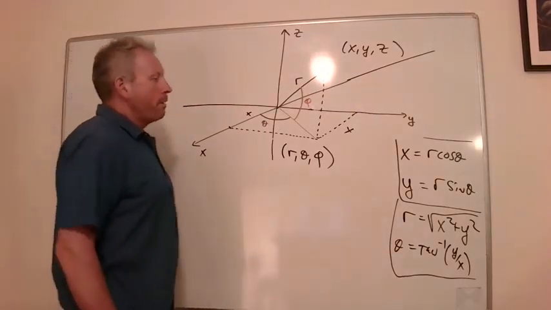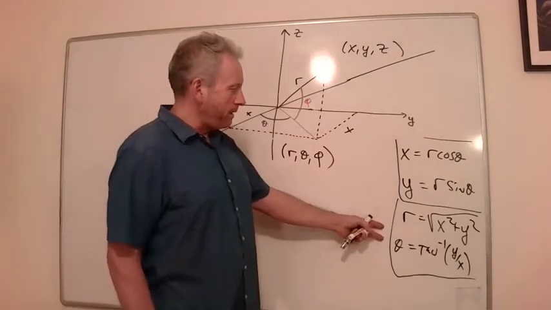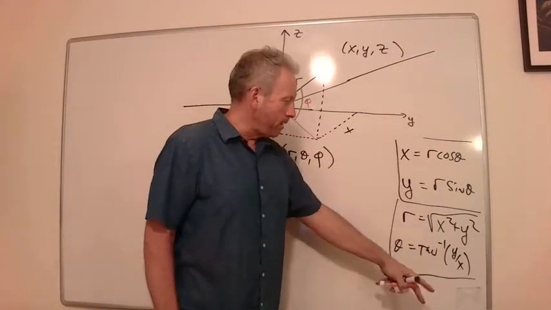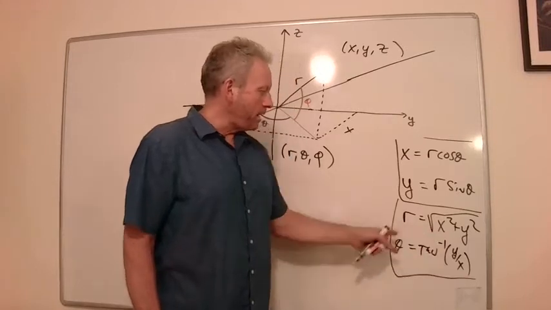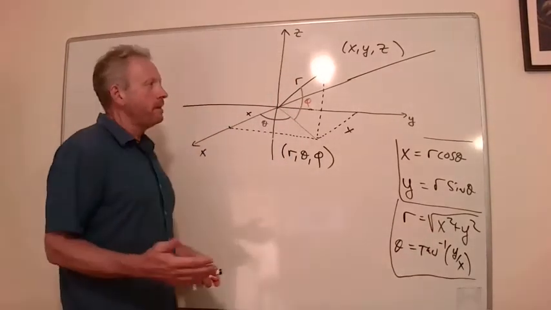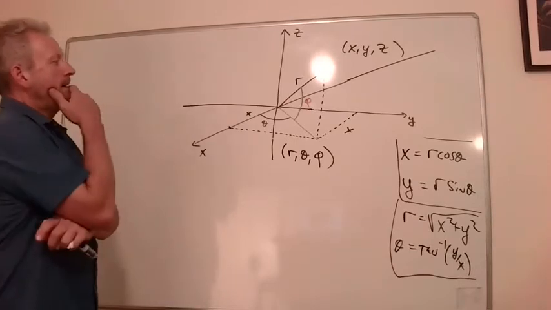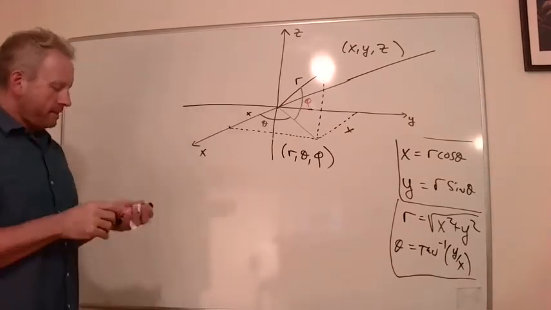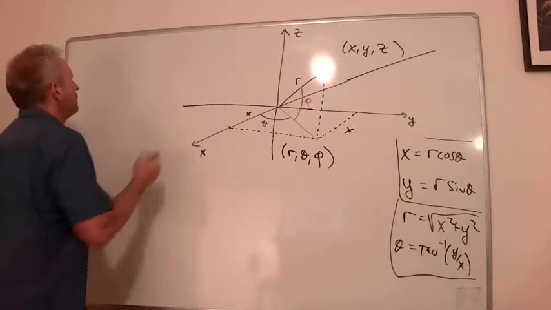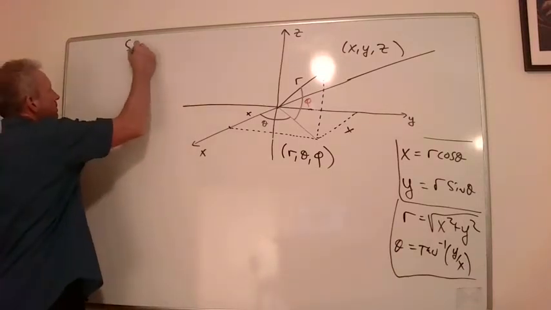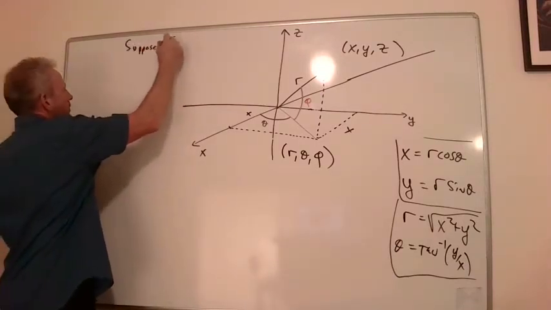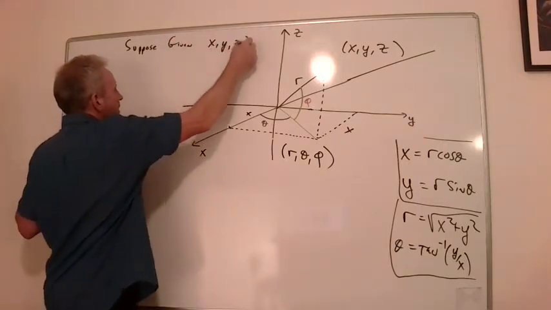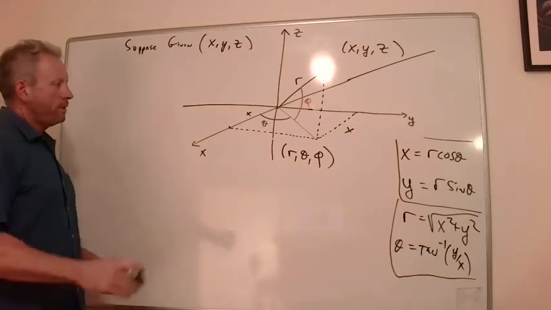Well, how do we go? We want to be like over here. We went from r theta to xy, and from xy to r theta. We want to be able to do the same thing. So how are we going to do that? Let's suppose we're given x, y, and z. So we know x, y, and z.